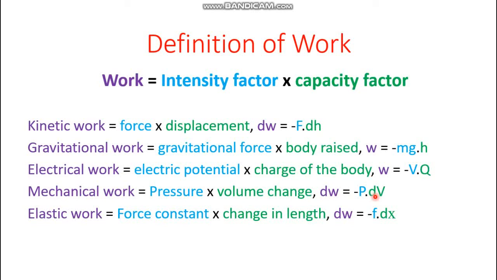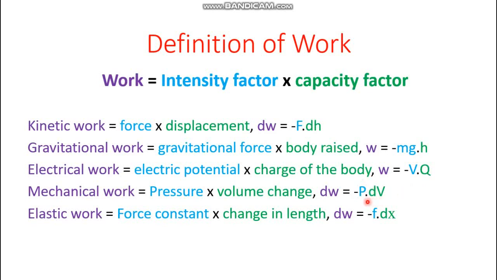The surrounding is pushing the piston from upward to downward, while the system is pushing the piston from downward to upward direction. And since the piston is moving in the upward direction, that is opposite to the pressure, that is why the pressure is given the negative sign. That is the explanation of giving the negative signs in all the mathematical definitions of work. And dV is the volume change.